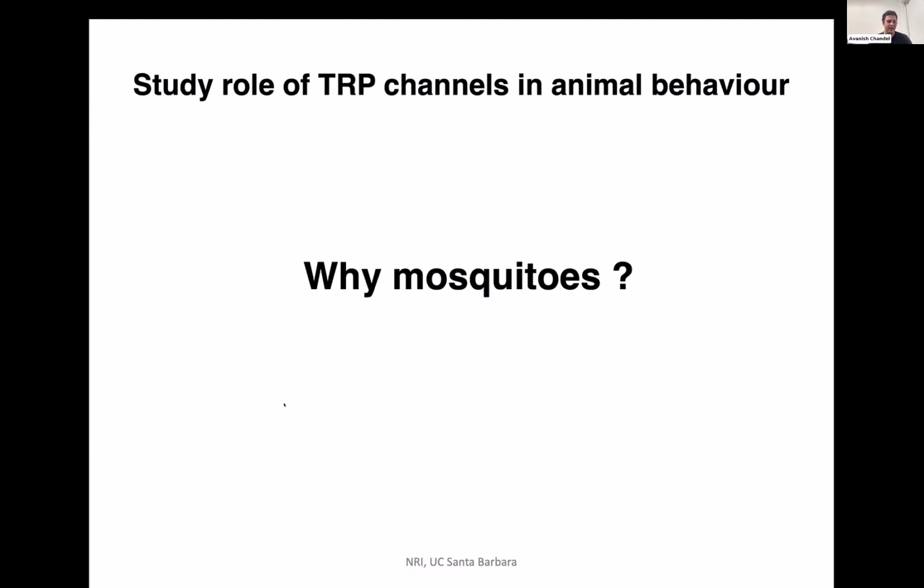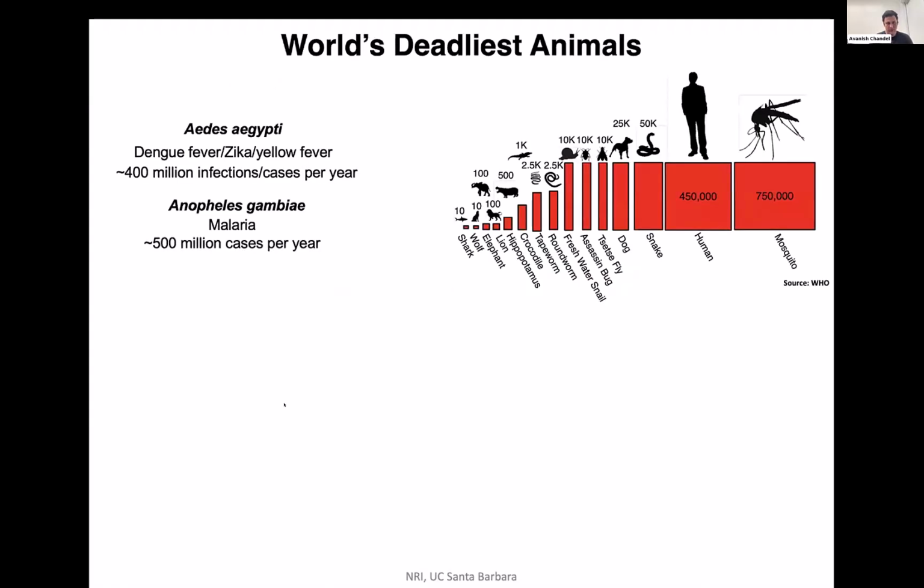But let me go and explain why we want to study TRP channels and why we want to study them in mosquitoes. So, as we know, mosquitoes are the deadliest animals, and the death toll due to mosquitoes alone is more than the combined death toll of all the other animals.